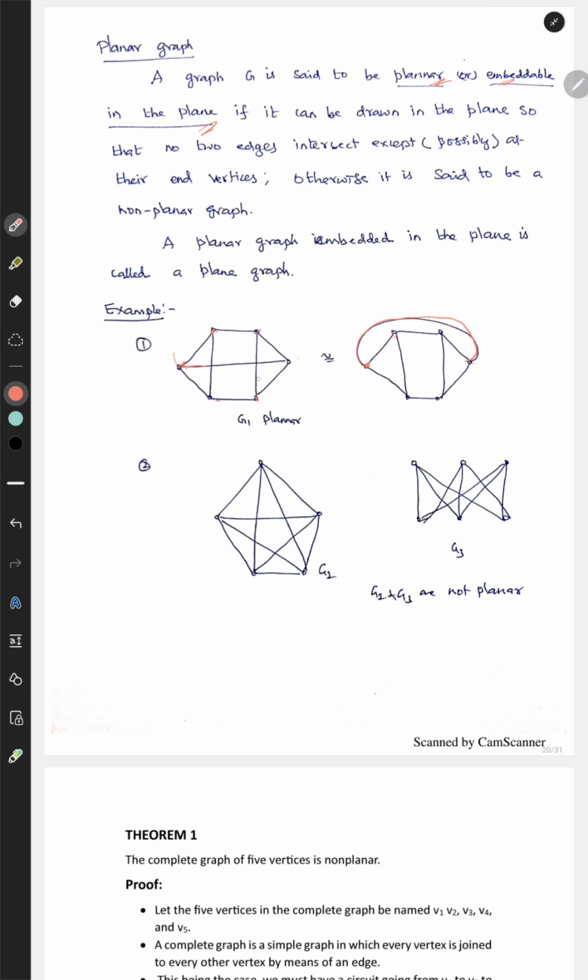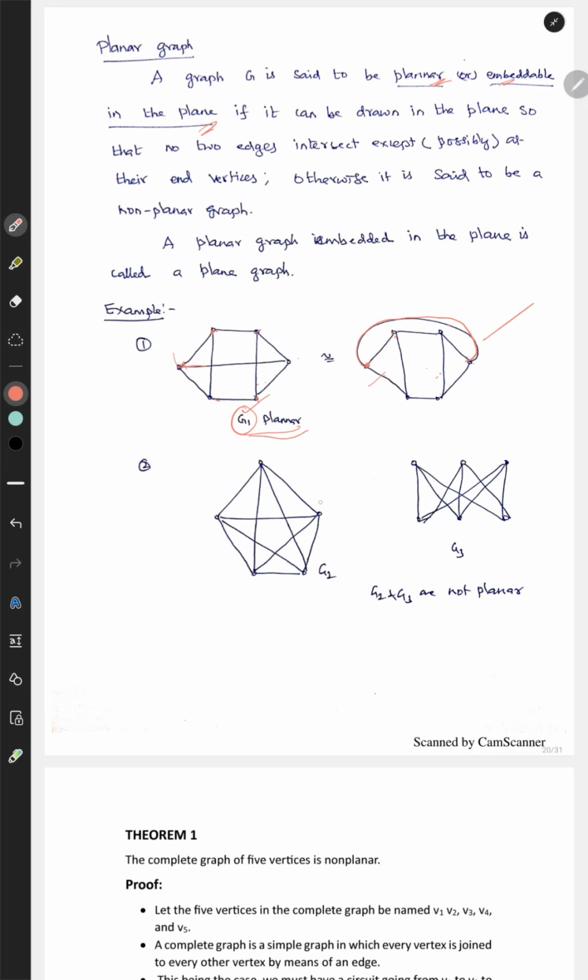So this is another representation of the same graph G1, right? The same pairs of vertices are adjacent in both of them. So this is an isomorphic graph to G1. It's another representation of the same graph, and in this representation, none of the edges are crossing each other. Therefore, this is a plane graph representation. Since a plane graph representation exists for G1, G1 is planar. So G1 is a planar graph.